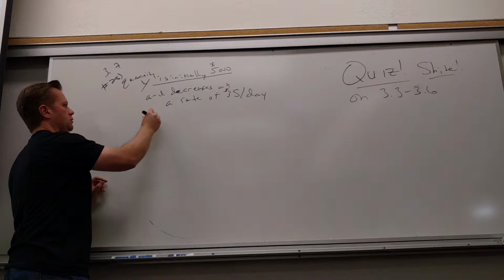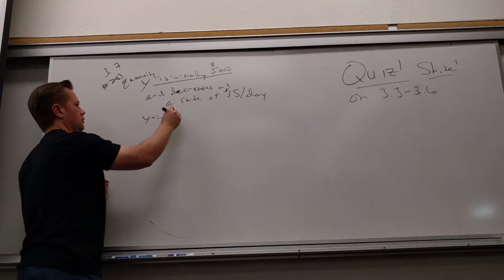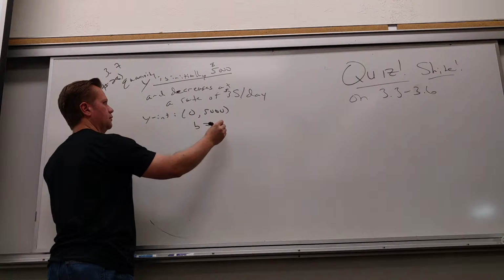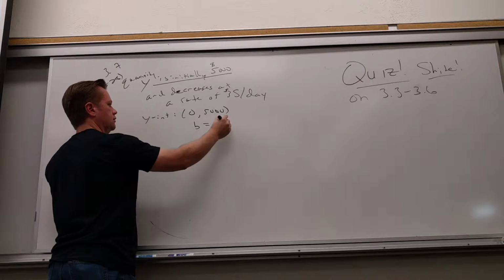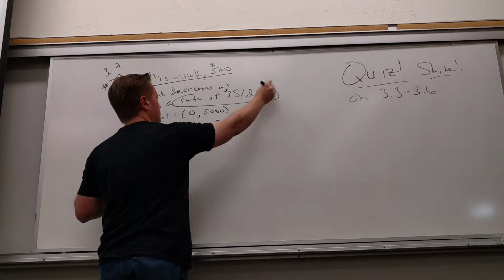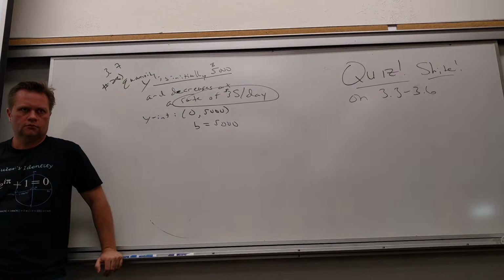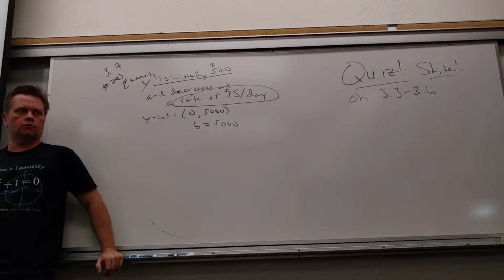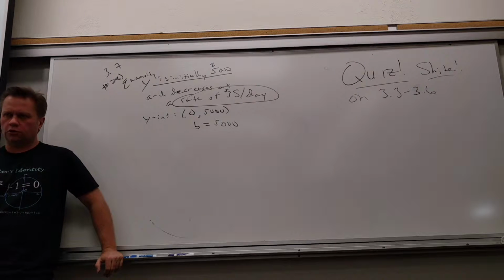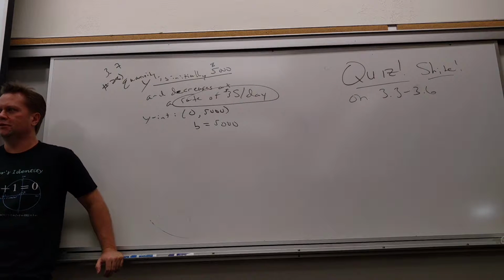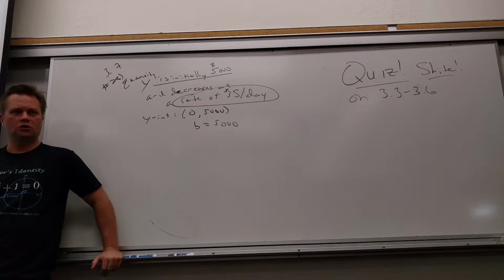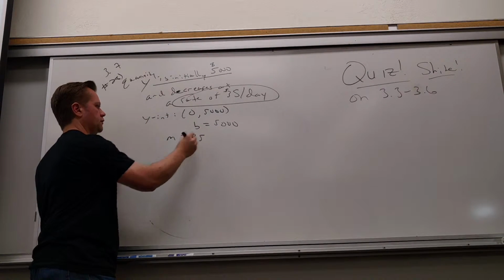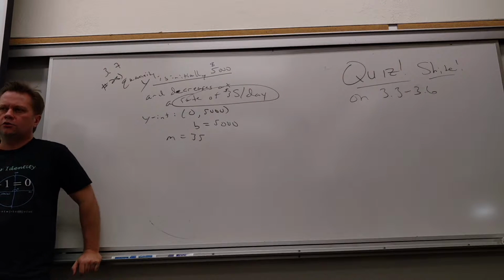So the y-intercept is (0, 5,000). So b is 5,000. And then what does this represent? Slope. Yeah, slope is rate of change. So that word rate is a huge clue that probably is the slope. Such a huge clue. So slope is 35. So can somebody tell me what the equation is?